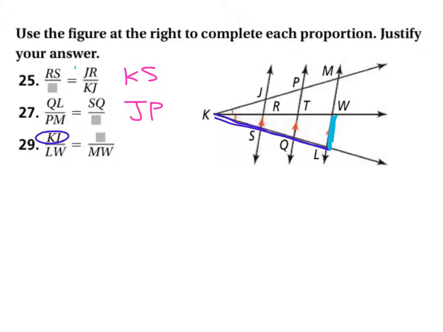So we're dealing with the triangle angle bisector theorem. LW is to MW, and where's MW is here, across from that. So what we're looking for is this final section here, and that's going to match with the other side here. So that's this. So KL is to LW as KM is to MW. That's it.